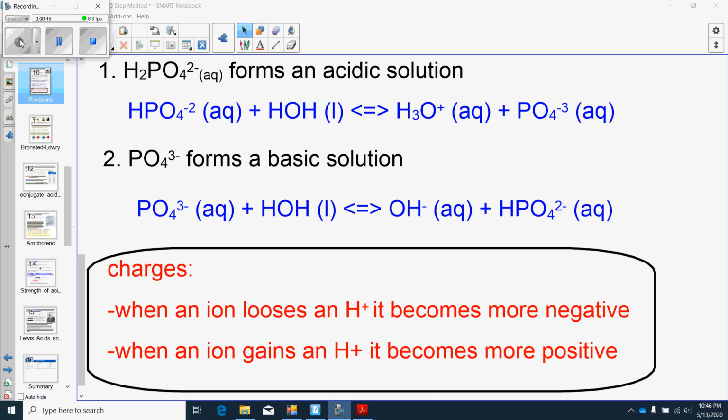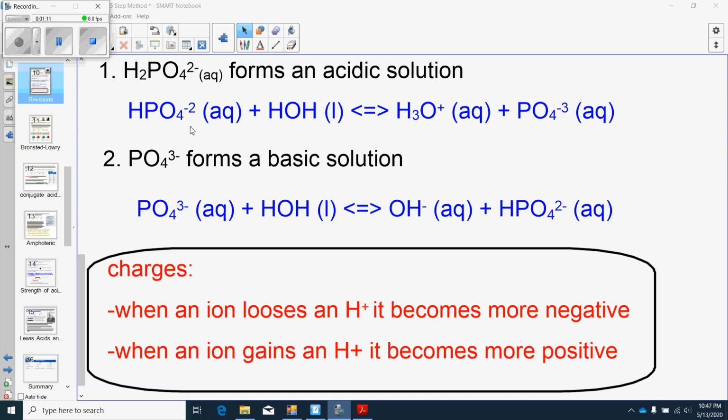base. He later revised and indicated that some compounds, even though they may not have an H or an OH, can manipulate water into gaining or losing an H and therefore produce hydrogen ions and hydroxide ions. Here are two examples of that. So we have an ion here, HPO4 2-. These were the last two examples we finished off with in the first video.